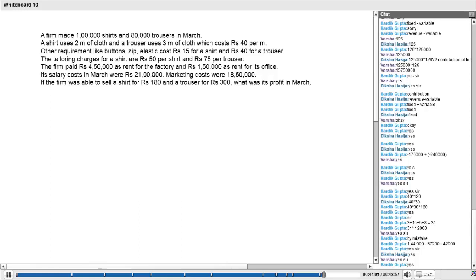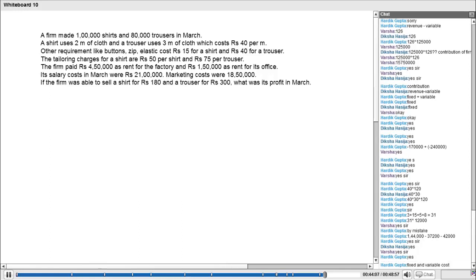So guys, how should we solve it? Where should we start from? Is this problem clear? Fixed and variable cost, how else should we solve it? Anybody else? So in this case, we have been given the cost of shirts and the cost of trousers. So let us calculate contribution per shirt first. Okay. So what is contribution per shirt?